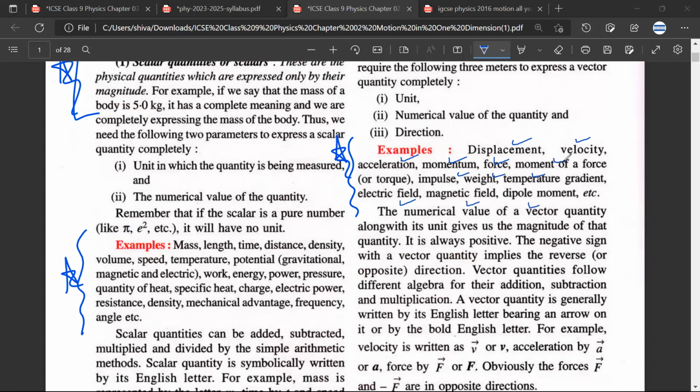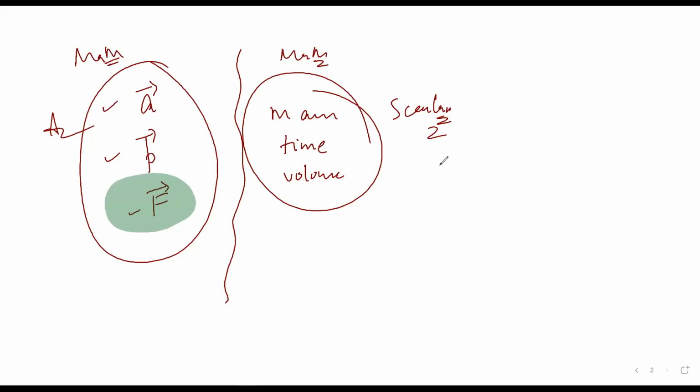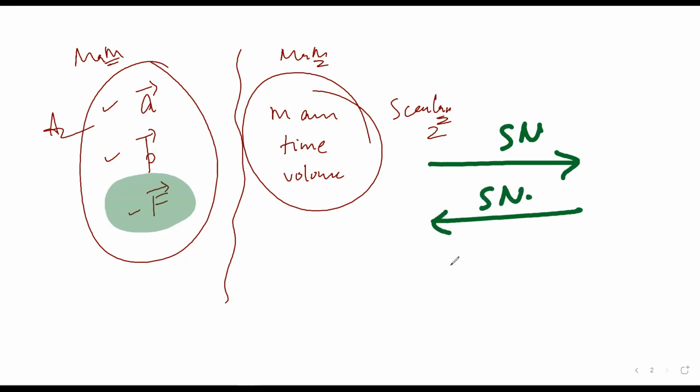Now to operate on vectors, for example, you are trying to add two forces. You can't use a simple arithmetic operation to add two forces. I'll give you an example. There is a force of 5 Newton on this side, and there is a force of 5 Newton on this side. Now, if I do a simple arithmetic operation, then I'll say that the total force is 10 Newton, which will be completely wrong.